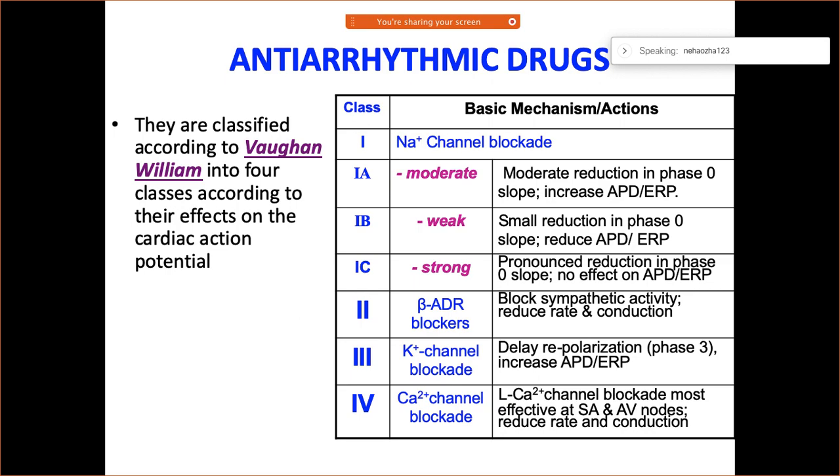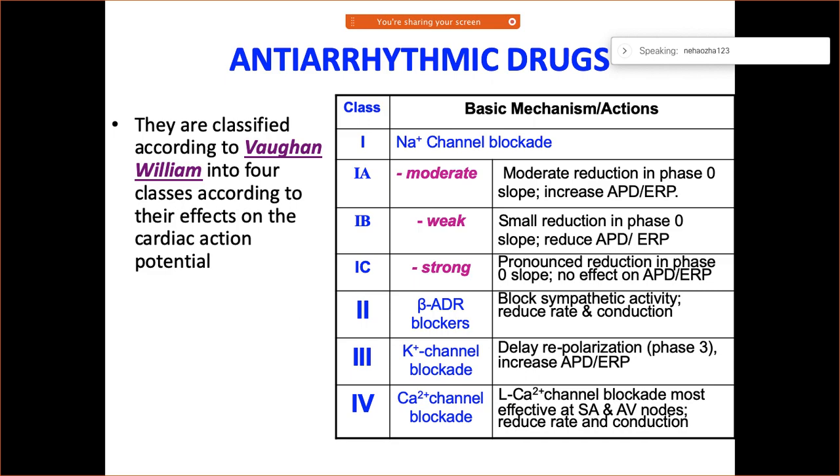And class 2, we are all aware, refers to the beta blockers, which block the sympathetic activity, and that's why they reduce the rate and also the conduction. And class 3 refers to potassium channel blockade, so they tend to delay the repolarization. That's how they increase the APD or the ERP, a slightly group 1A-like action, in fact. However, class 4 is calcium channel blockade.